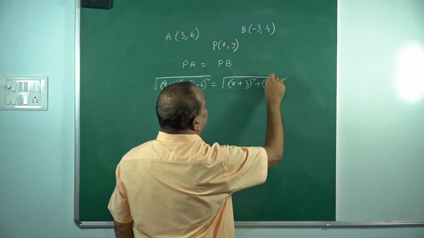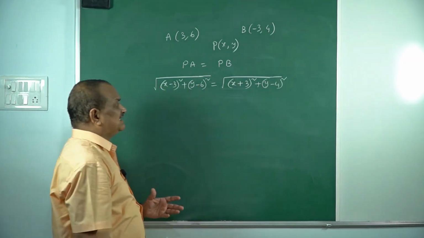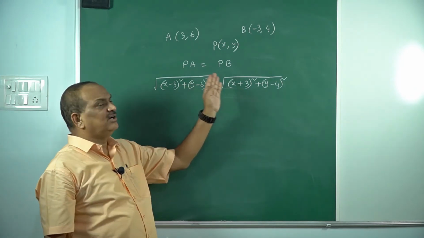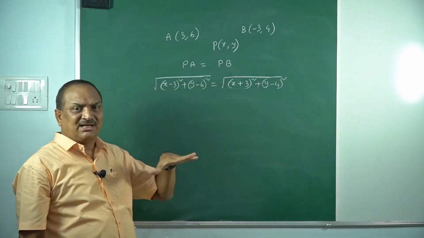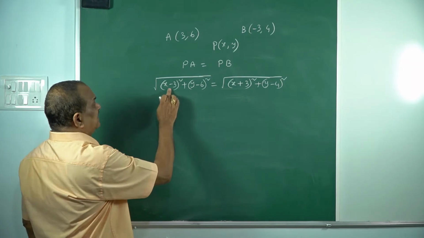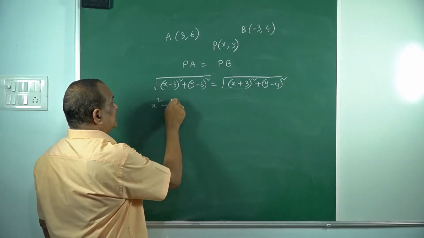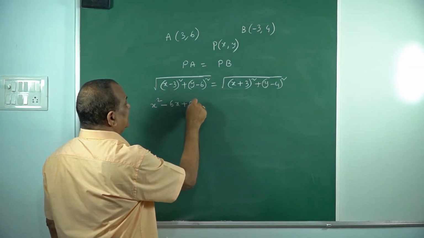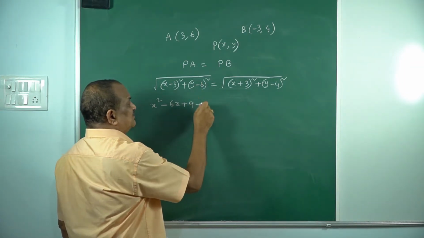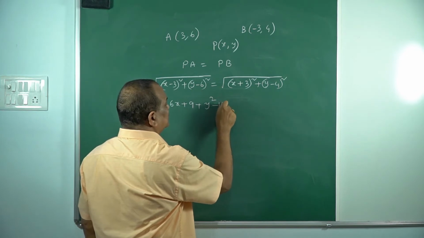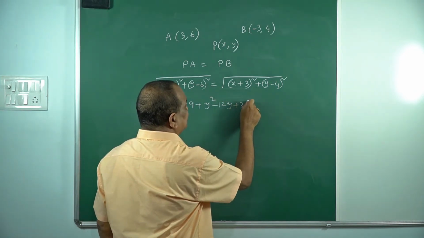So this is the relation actually, but there is some simplification possible. The first step is squaring on both sides. Roots need not be written. Okay, I expand this one. x square minus 2 into x into 3, 6x plus 9. Similarly, a minus b whole square formula, y square minus 12y plus 36.